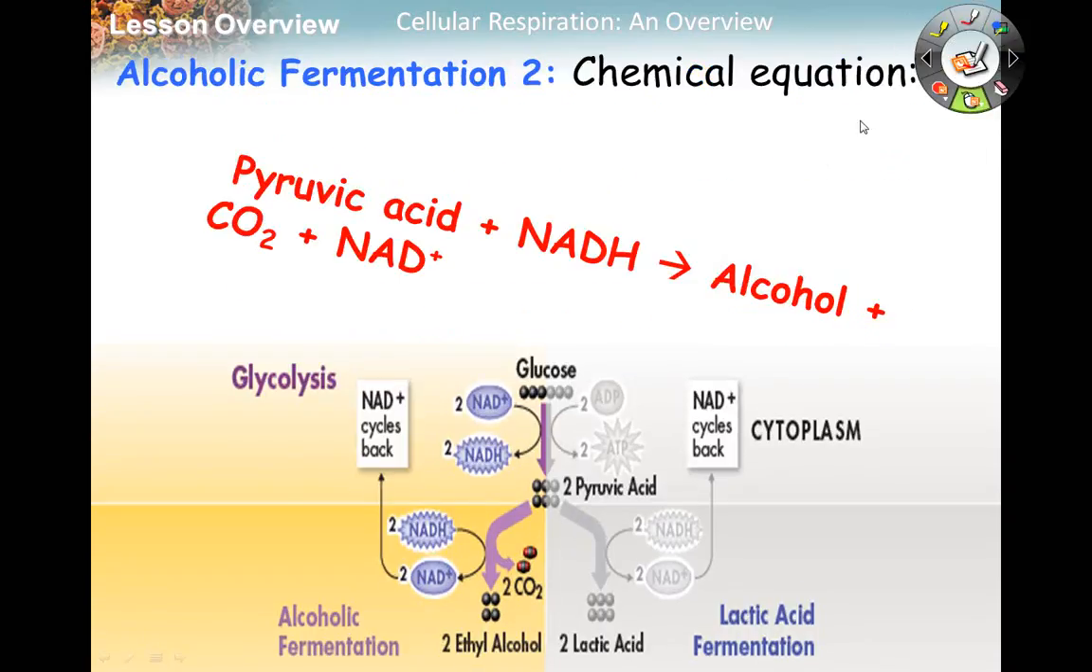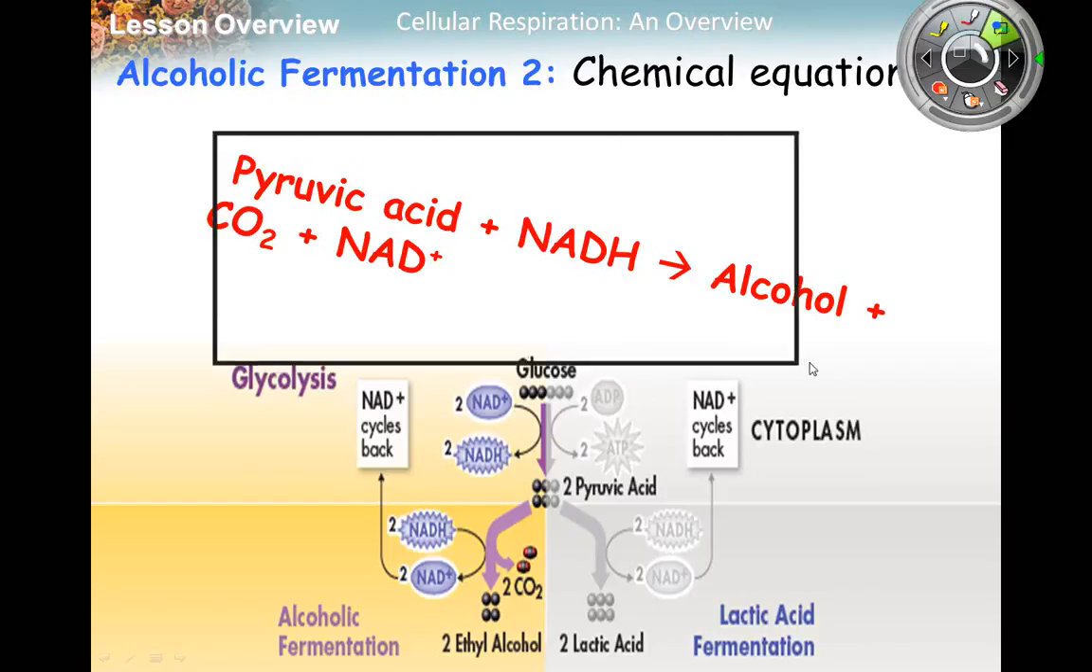Please copy this equation down. You need to know this. This here is the formula for alcoholic fermentation. Pyruvic acid plus NADH yields alcohol, some carbon dioxide, and then NADH is once again turned into NAD+.